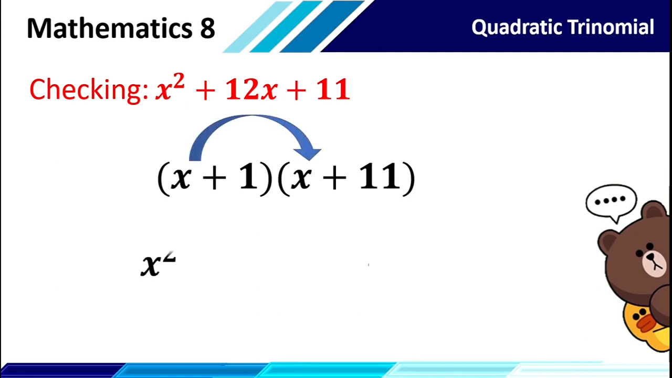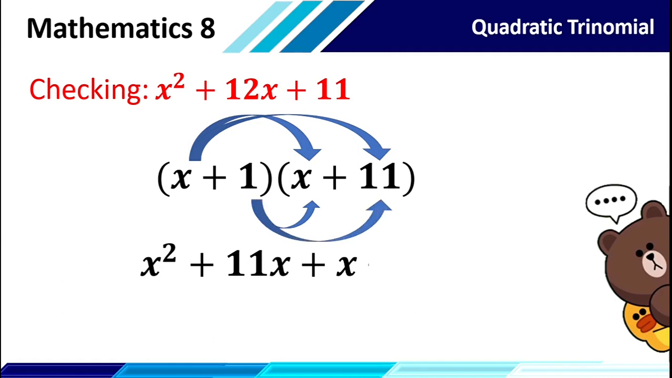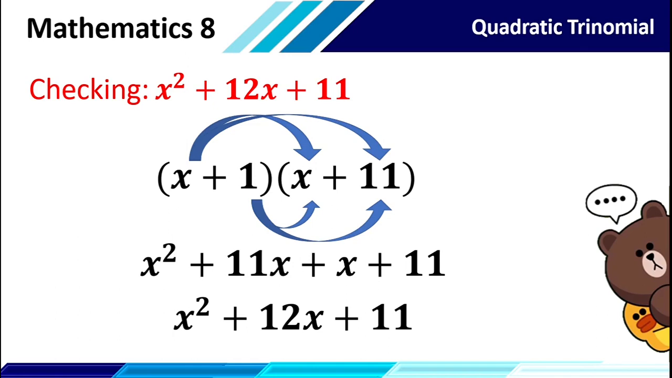X times x is x squared, x times 11 is 11x, 1 times x is x, and 1 times 11 is 11. When we simplify x squared plus 11x plus x plus 11, the answer would be x squared plus 12x plus 11. As you can see, our answer and our given are the same. Therefore, the factors we obtained are correct.